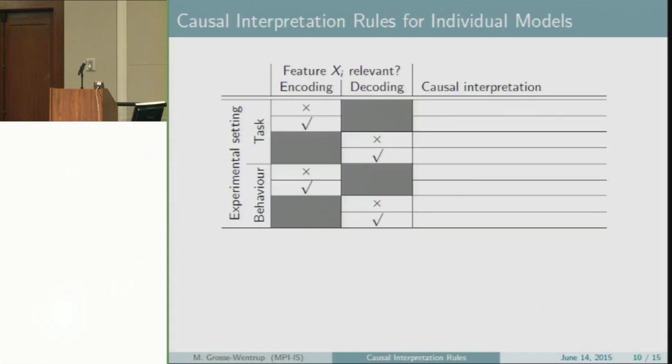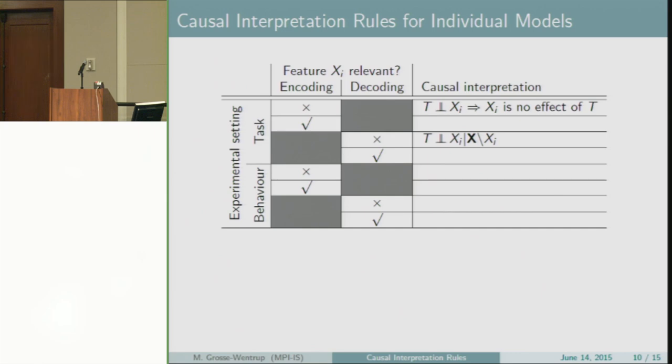So let's get started. Now we're looking at features, xi, each individual feature. And this feature may be relevant or irrelevant in an encoding model, or relevant or irrelevant in a decoding model. And we distinguish between the task-based setting and the behavior-based setting. The first thing we're taking a look at is the encoding model in a task-based setting where the feature is irrelevant. So the feature is independent of the task that you give to a subject. And that's a simple interpretation. There's no relation there. So xi is no effect of t. This is simple. Causal conclusion: no effect.